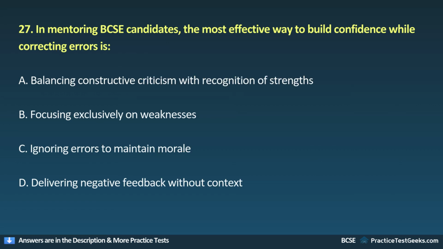27. In mentoring BCSE candidates, the most effective way to build confidence while correcting errors is A. Balancing constructive criticism with recognition of strengths. B. Focusing exclusively on weaknesses. C. Ignoring errors to maintain morale. D. Delivering negative feedback without context.